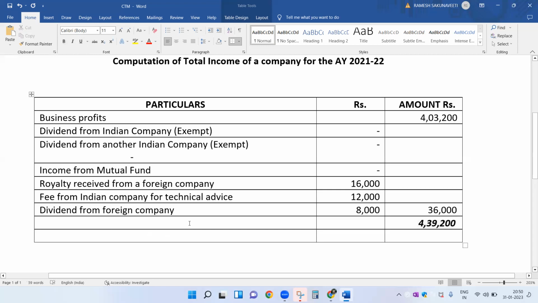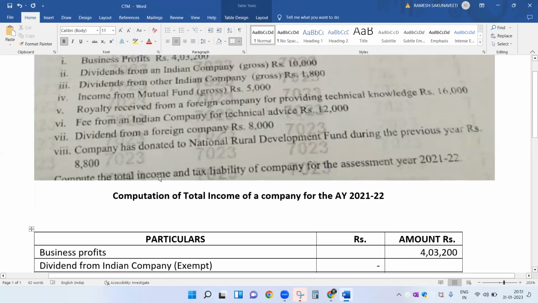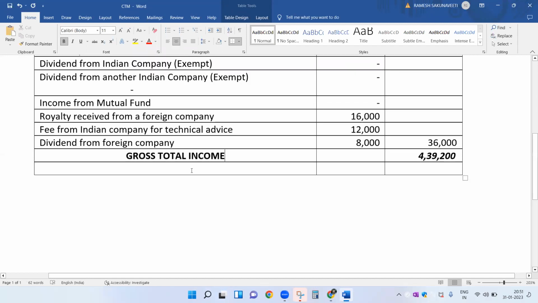So this is GTI, gross total income. In the problem, what they asked is you compute the total income. This is the gross total income that you have to show. Okay, that has to be shown.